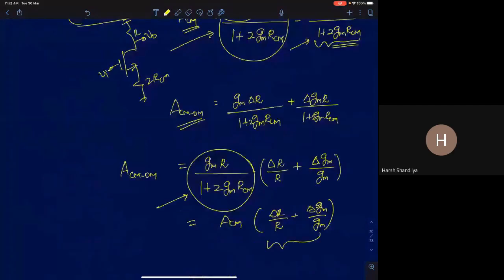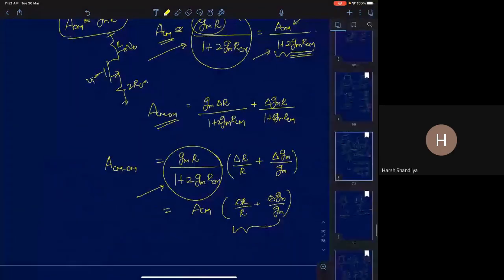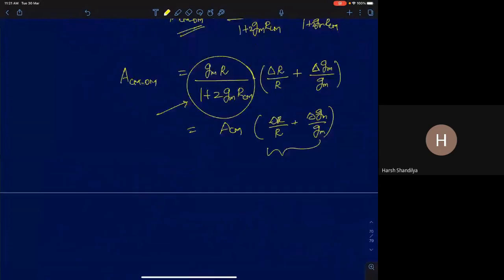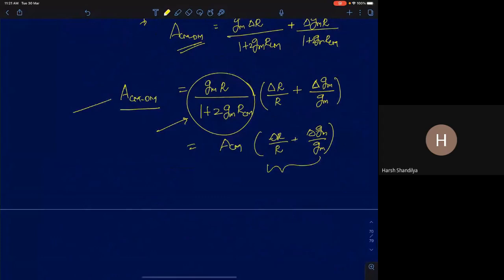So I missed one point in the previous lecture, so I'll just discuss that now. One very important point. We said ACM-DM is a very useful metric. It tells you how symmetric a differential amplifier is. Ideally, ACM-DM should be equal to 0 for a purely differential amplifier. ACM-DM should be exactly equal to 0.